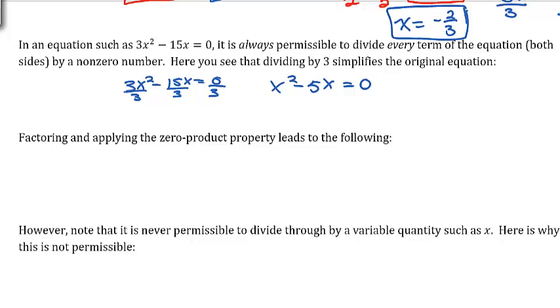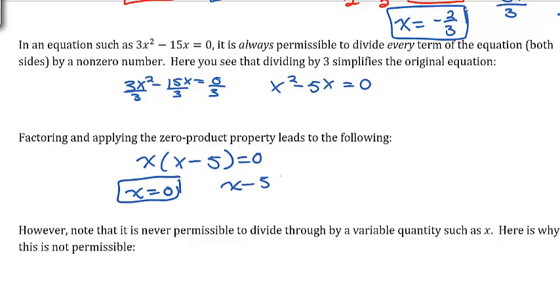Factoring, then applying the zero product property, leads to the following. So if I factor an x out, I'll be left with x times the quantity x minus 5 in my parentheses. And then we can do the same thing that we've done before. Set x equal to 0, that gives us one solution. And then set x minus 5 equal to 0 gives us x equals 5 after we add 5 to both sides of the equation.